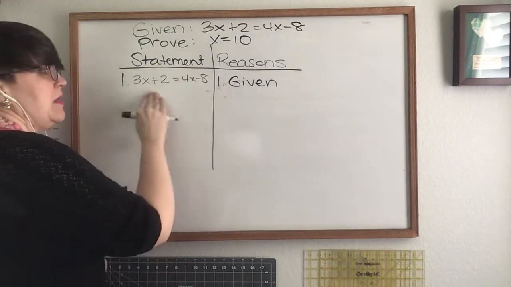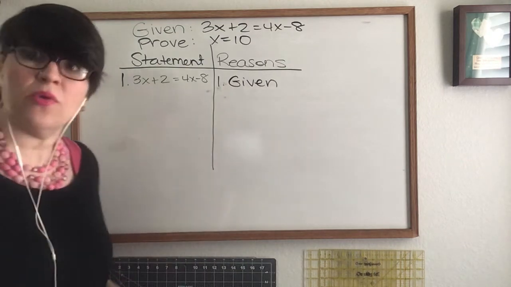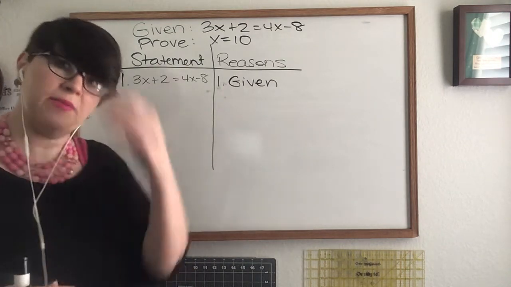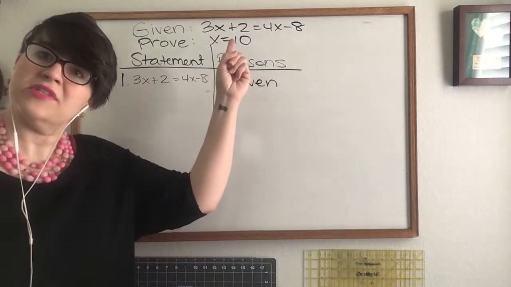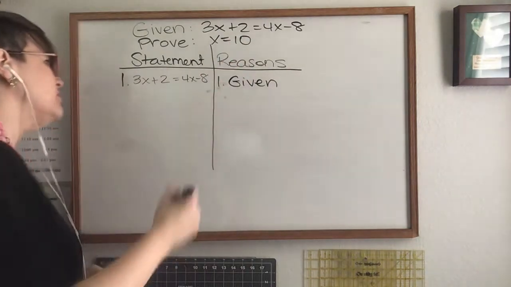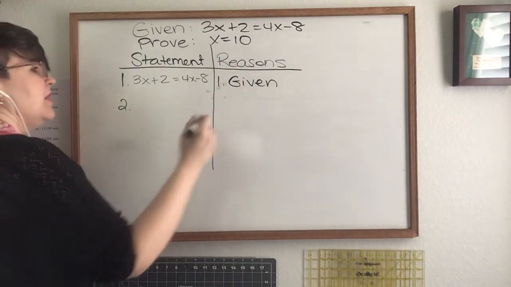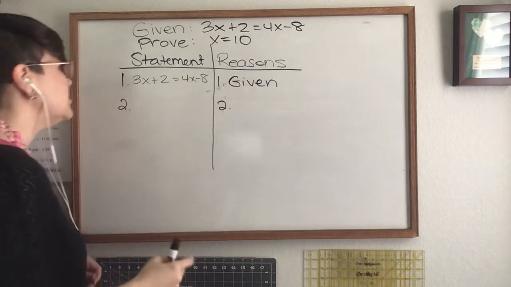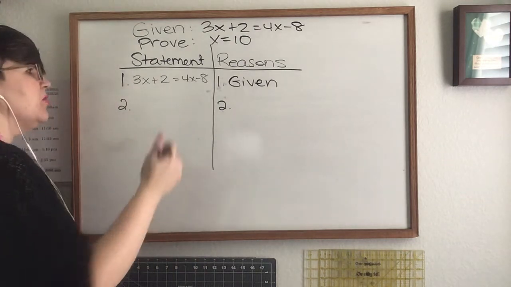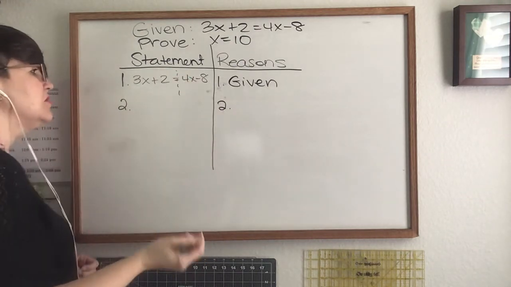And then why is that happening? It's because someone gave it to you and wanted you to prove it. All right. So your first statement is the actual what they're saying in the given. The first reason is given. Then you go ahead and you start doing your mathematical processes. So if you haven't solved in a while, this might be a little weird, but what you want to think about is, how do I start to solve this?